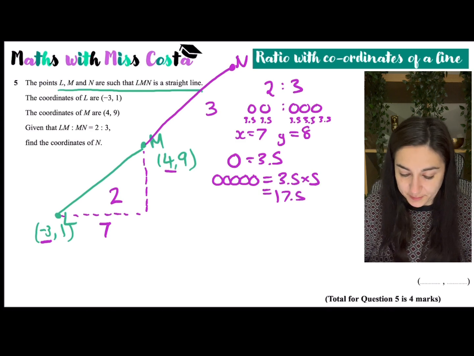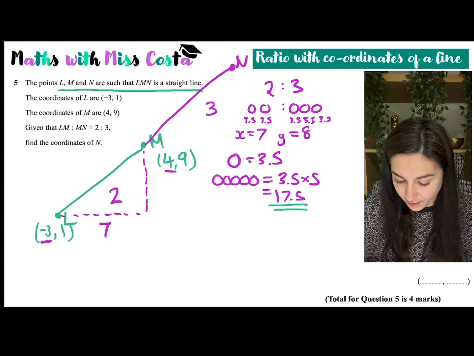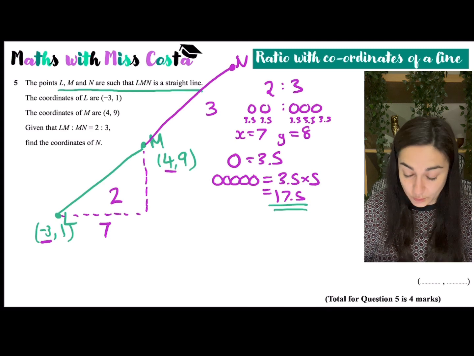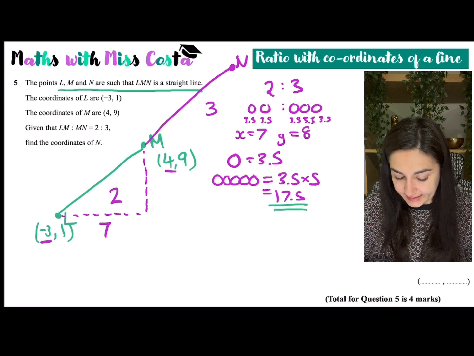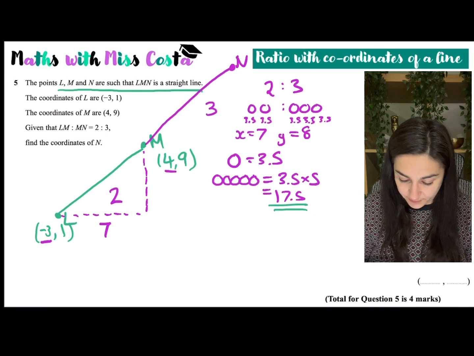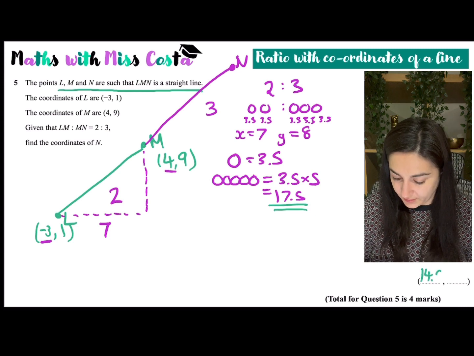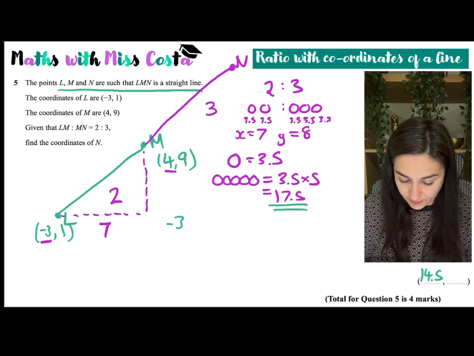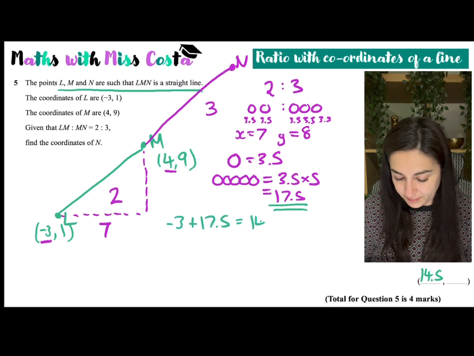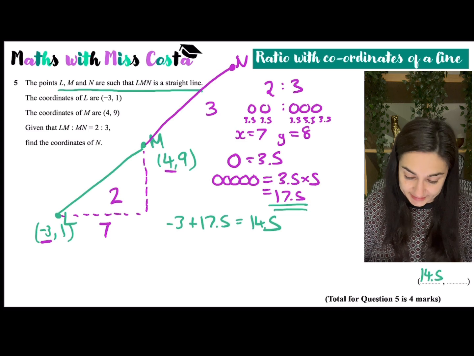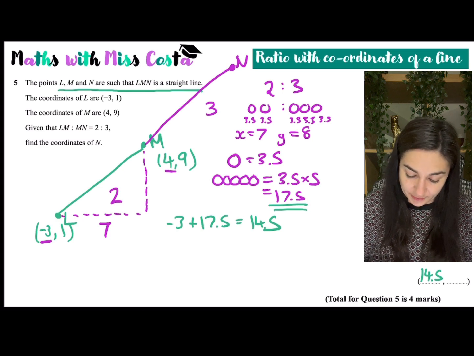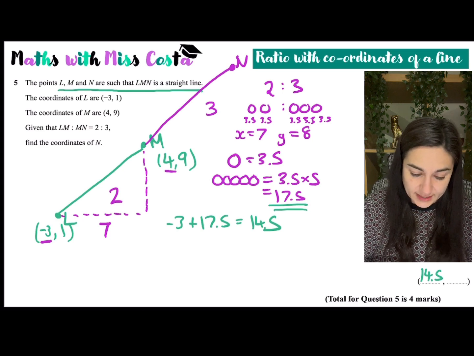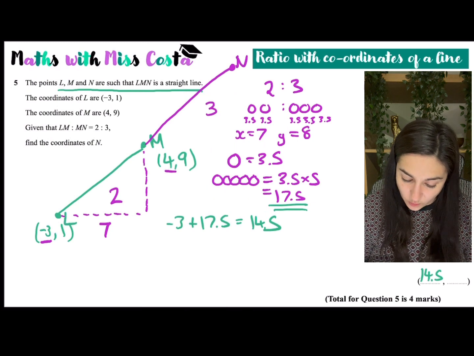Okay, so that means I'm going to move 17.5 up from my original X coordinate. So -3 plus 17.5 is 14.5. So the X coordinate will be 14.5. Okay, so all I've done is I've looked at the ratio elements. I know that the X element is 7 across, so I've done this for the X part. Now I do exactly the same for the Y coordinate.